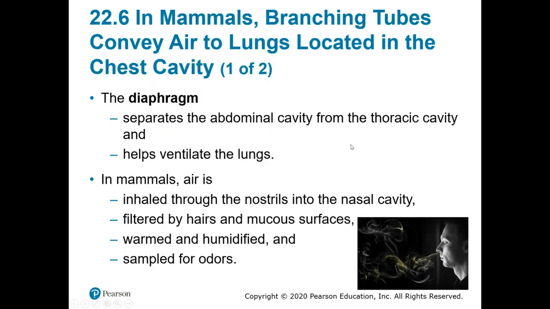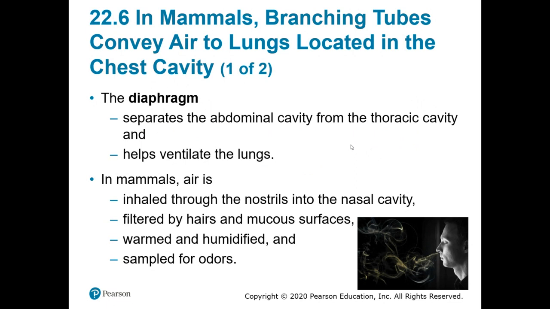All right, so the diaphragm is what separates the abdominal cavity from the thoracic cavity, and this is what helps ventilate the lungs. We inhale air through the nostrils into the nasal cavity. We filter that air with hairs and mucus surfaces, and then we warm and humidify the air. We sample it for odors, and then we allow that to move into the lung. So there's a lot that goes on before gas exchange actually occurs. So when we breathe in air through our nose, we have these nasal concha on the side, which are little ridges that stick out in the nasal cavity.